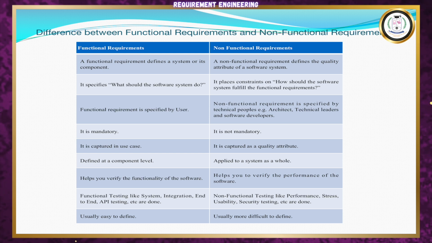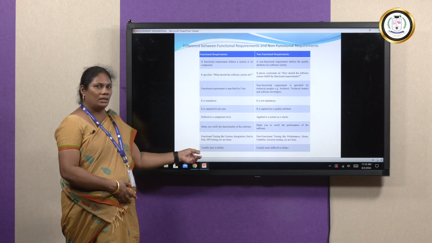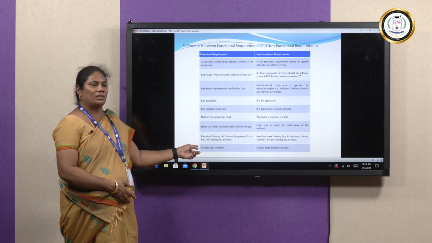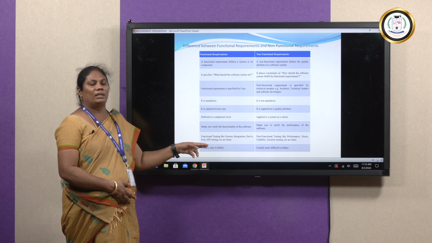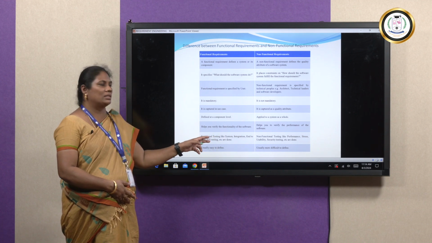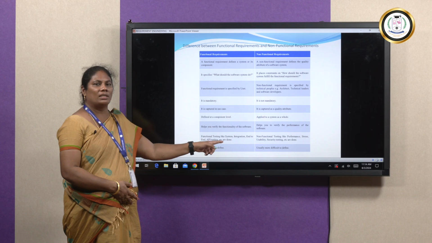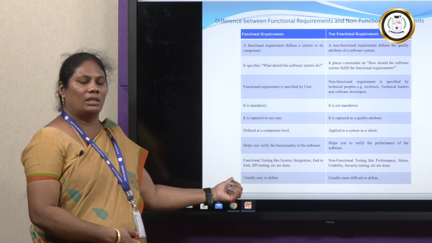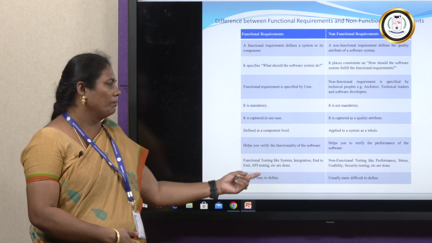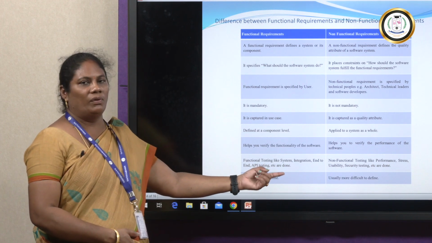So what functional testings are included? API testing and end-to-end testing. These are the functional testings. But non-functional testing covers usability testing, stress testing and scalability testing. These testings are required by the non-functional requirements. A functional requirement is easy to use. A non-functional requirement is difficult to use.